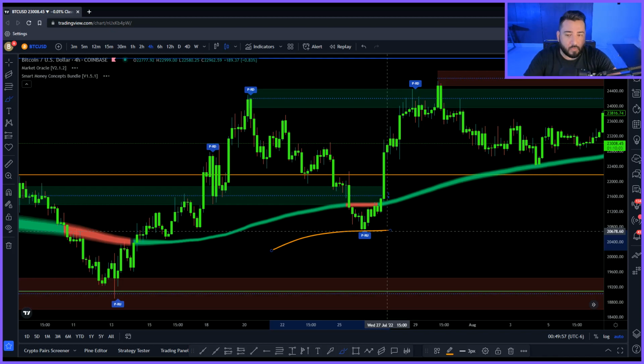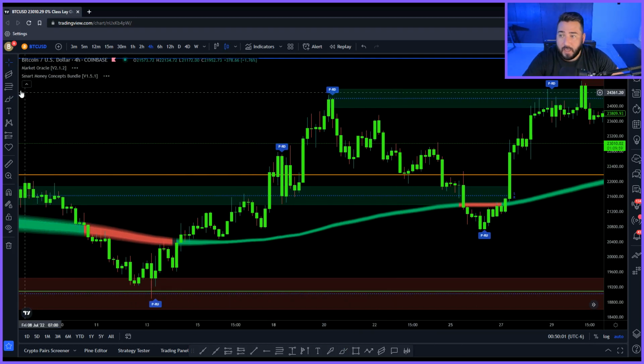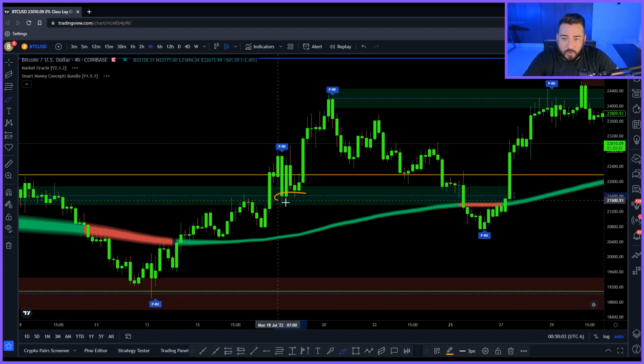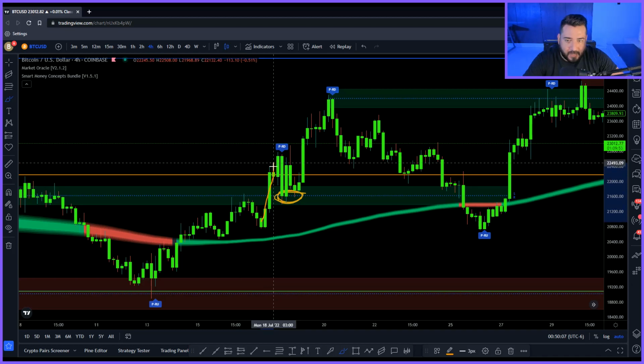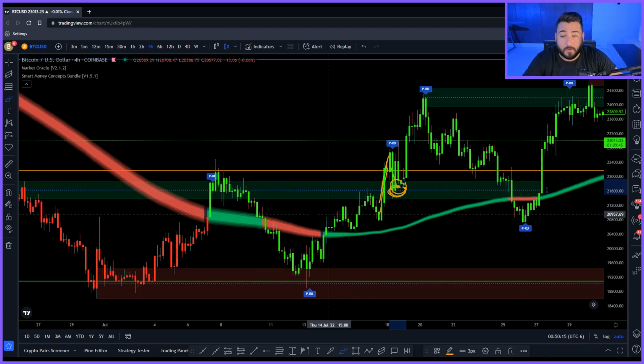Alrighty, so right out of the box, what do I see right there? Where did I bounce from? Support, right? It's not about the breakout, it's about the retest, right? There you go. That's the support line that you were looking for.